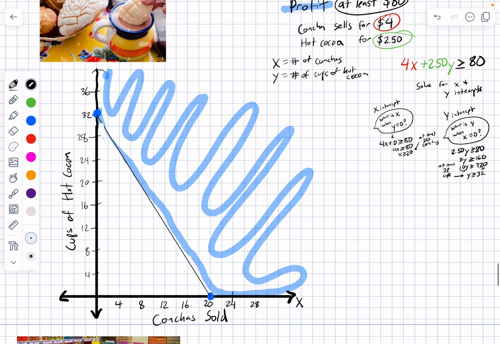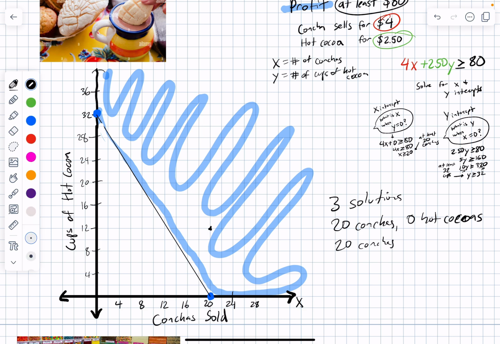And if I ask for 3 solutions, it could be anything here. Sure. Let's pick this: 20 conchas, 0 hot cocoa. That would make more than $80 or exactly $80. This I could do 20 conchas and 12 hot cocos, even though I don't even need the 12. Or I could do, let's do over here, I found a lattice point, 10 conchas, 16 hot cocos.